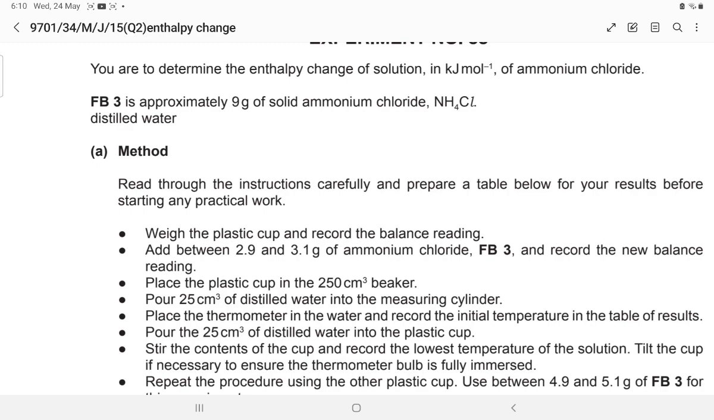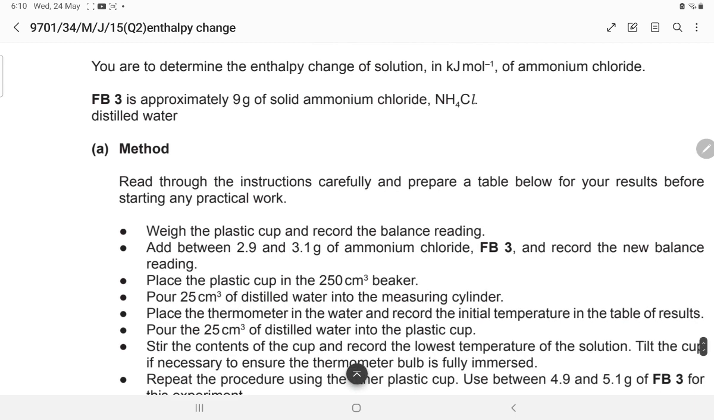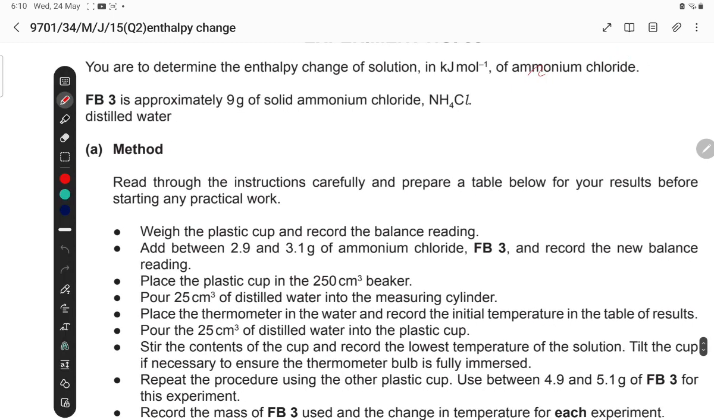In this video I will discuss the question regarding enthalpy change of solution. You are to determine the enthalpy change of solution, in kilojoule per mole, of ammonium chloride. FB3 is approximately 9 gram solid of ammonium chloride in distilled water.